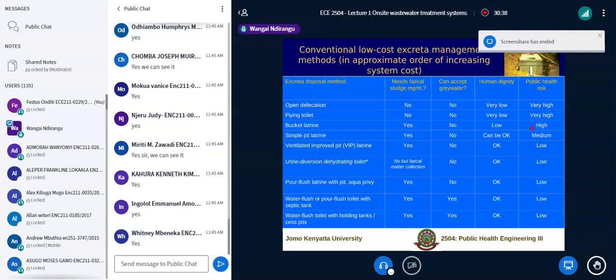So we are saying, of course, then we have the bucket. In some places, I think Wajir, we are still using the bucket system. Many of our prisons are still using the bucket system. And yes, it can handle fecal sludge but can't handle grey water. Of course, it is low in human dignity.